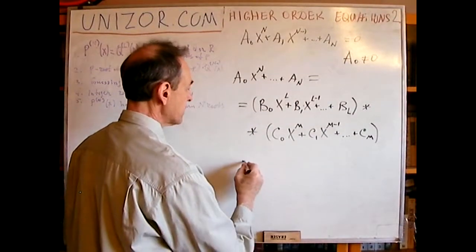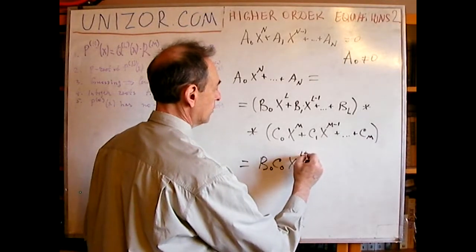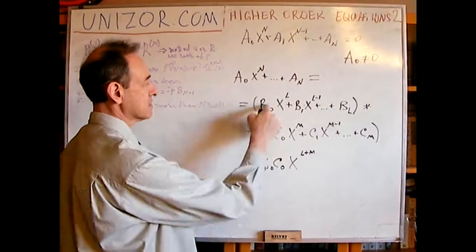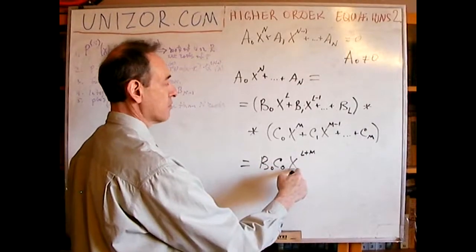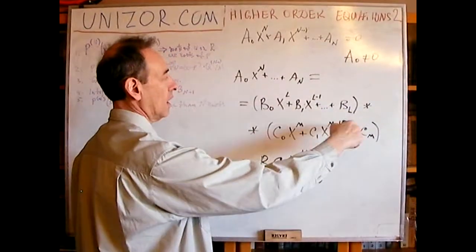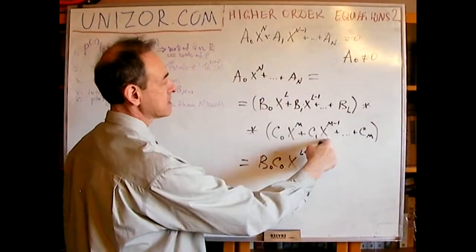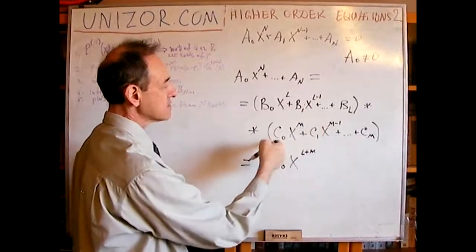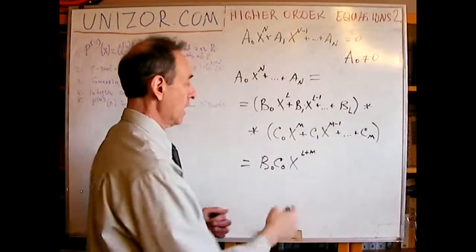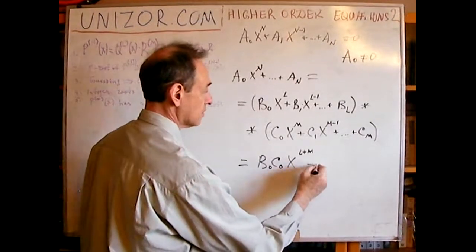So the whole thing is equal to B0, C0, x to the power of L plus m, and only this coefficient, B0 times C0, is with x to the power of L plus m. Any other product of elements of this times elements of this would have a lower degree. This times this would be L plus m minus 1. This plus this would also be L plus m minus 1. So everything else will be a lower power.